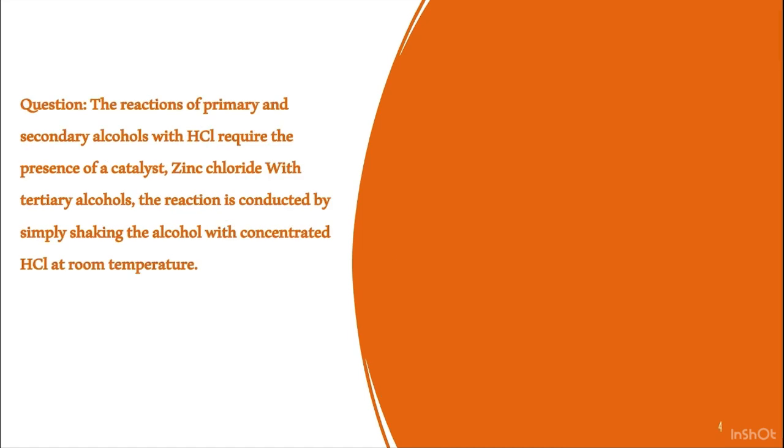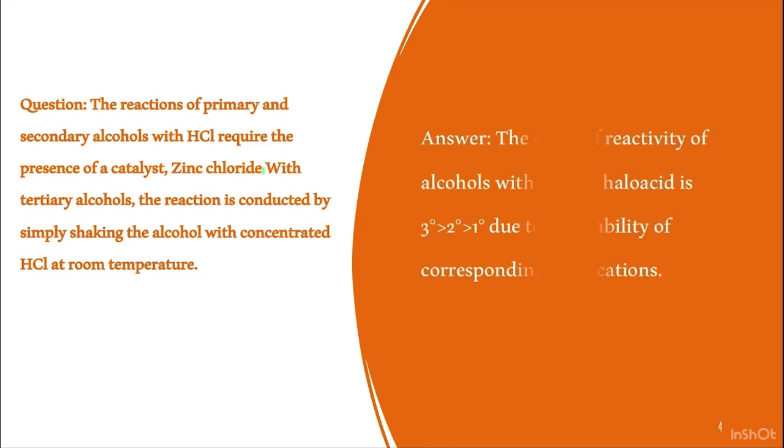Next is: the reactions of primary and secondary alcohols with HCl require the presence of a catalyst, zinc chloride. With tertiary alcohols, the reaction is conducted by simply shaking the alcohol with concentrated HCl at room temperature. So, the reason for this is that when any alcohol reacts with HCl, the carbon-oxygen bond is going to break and you get RCl by breaking of this.